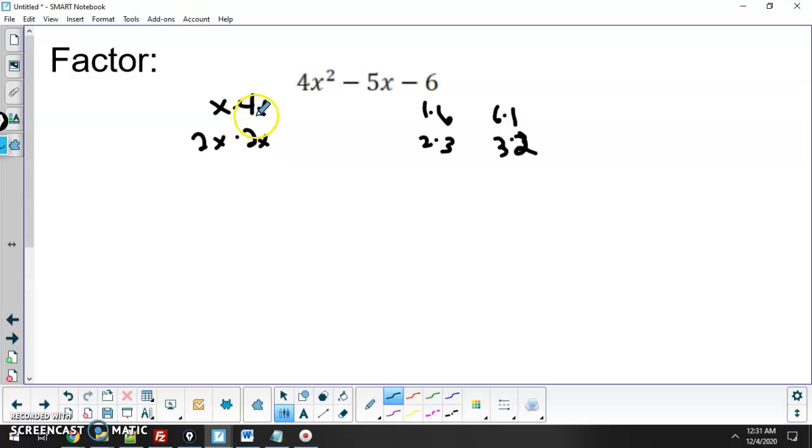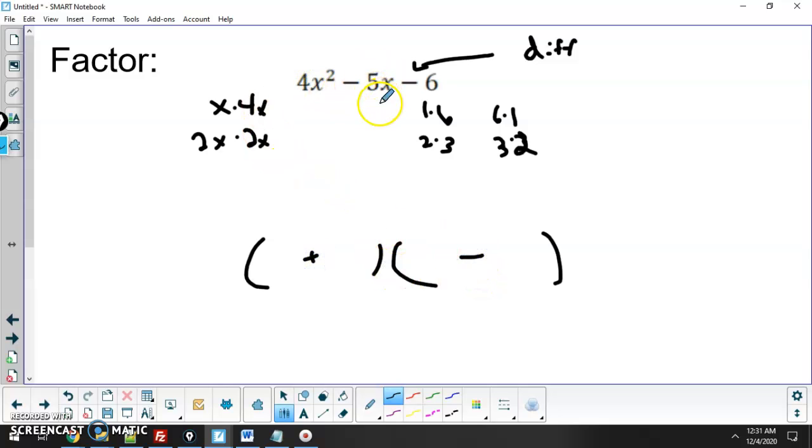Okay, so what will give you -5x? All right, let's check out the signs. The signs are going to be different because you have a -6 here, so that means you have some positives and some negatives. All right, so you have a plus here and a minus here. Now let's see how to get -5x. Okay, so let's start by multiplying and then subtract to get the middle. So 4 times 6 is 24. Not going to do it. 4 times 3 is 12. X times 2 is 2x. 12 minus 2, not going to do it.